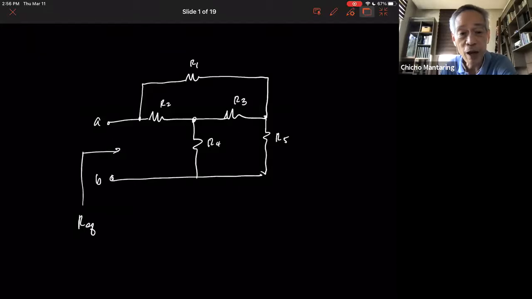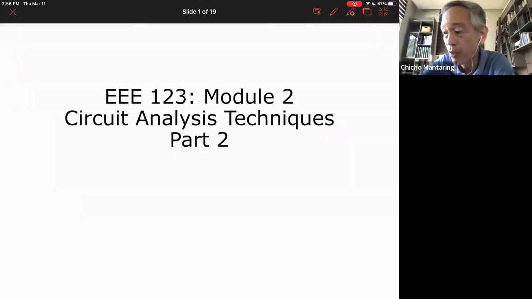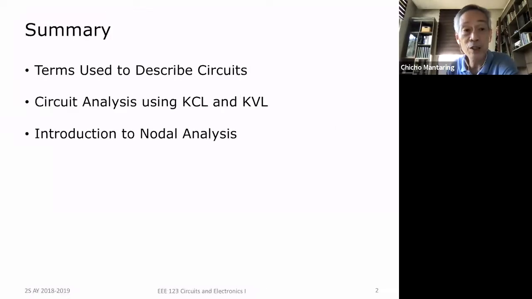Okay, so you know now how to simplify parallel and series combinations. You know how to simplify sources in series, sources in parallel, and you know how to use voltage division, and you know how to use current division. So we're now going to go to some circuit analysis techniques. First of all, where am I headed to here? No, we're going to go through a more structured way of solving for the unknowns in a circuit. First of all, we're going to discuss terms used to describe circuits. And then we're going to go into circuit analysis using KCL and KVL. And then I'm going to introduce nodal analysis.